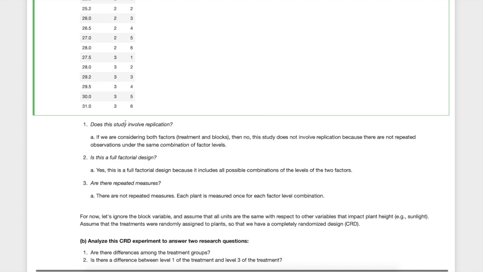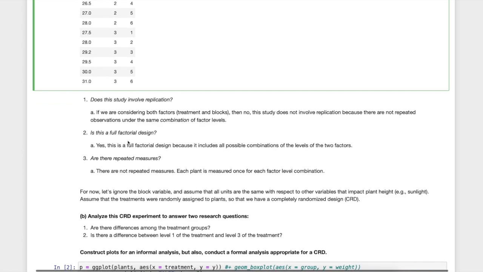And 2, is there a difference between level 1 of the treatment and level 3 of the treatment? Just as a reminder, the number scheme for the treatment was 0 through 3, so we're actually looking at level 1 as the second place in the factor levels. And that second question we're going to answer using contrast.